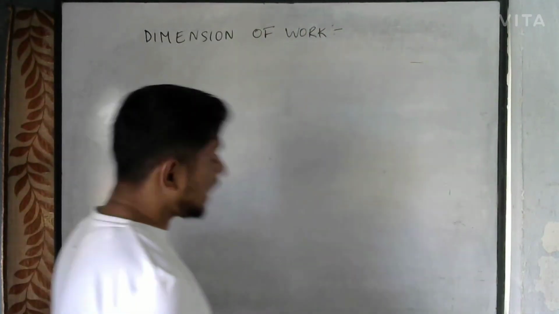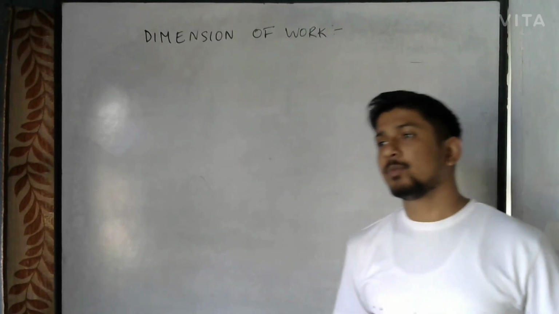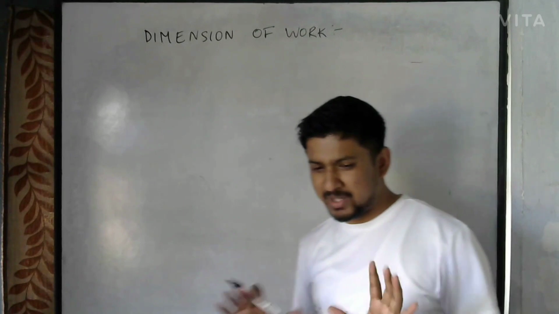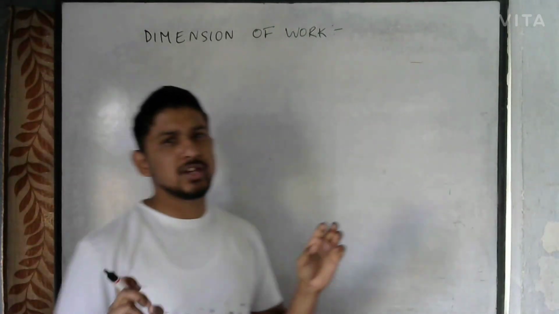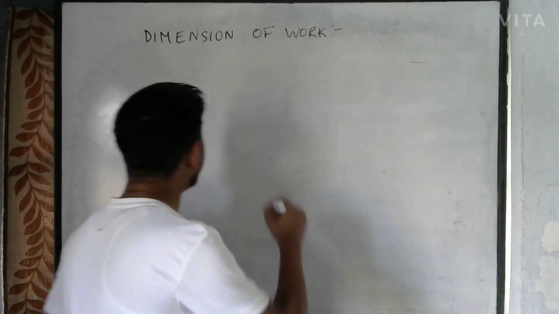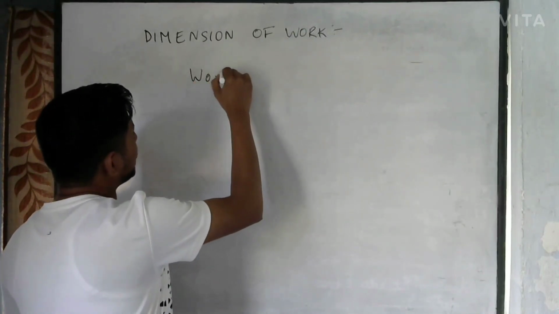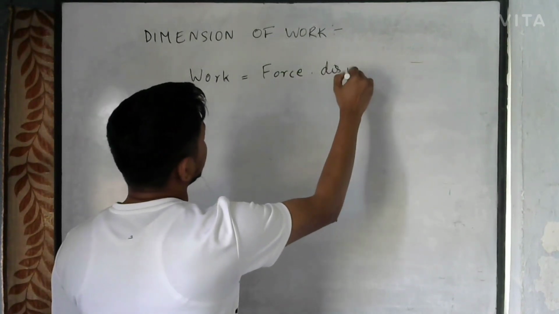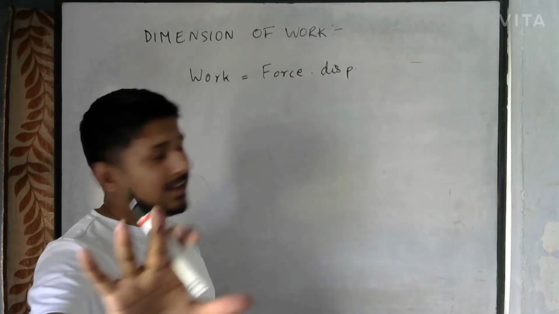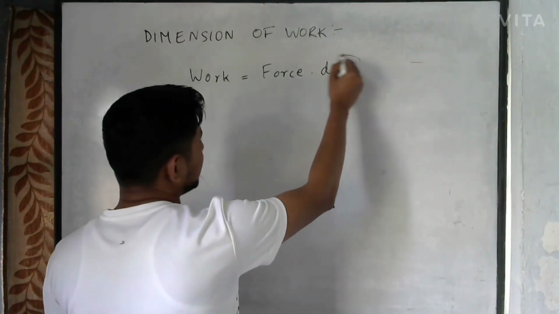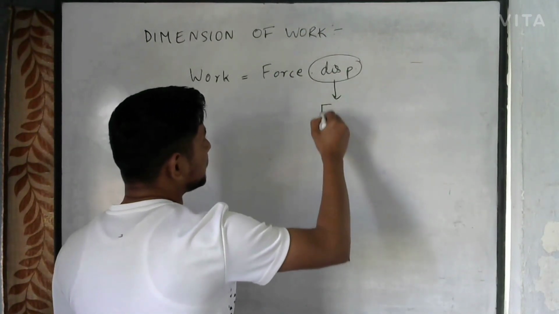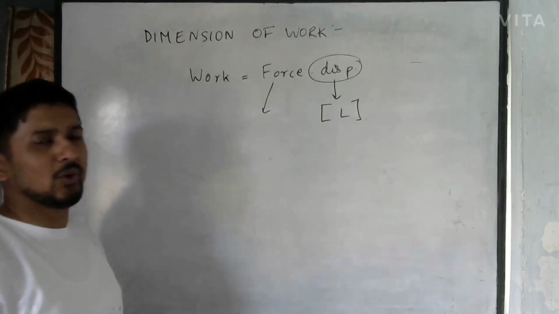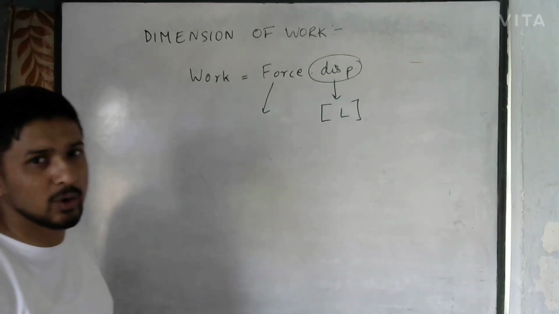Okay, now let's go for the dimensions of work. Before knowing the dimensions of work, I'm just going from the base. So if I go for the dimensions of work, first of all, I need to see the formula of work. Now the formula of work has force and displacement in it. First of all, I know the dimension of displacement is L. Let's know about the dimensions of force. You have already studied about this, but I'm just going to help you out with this as well.